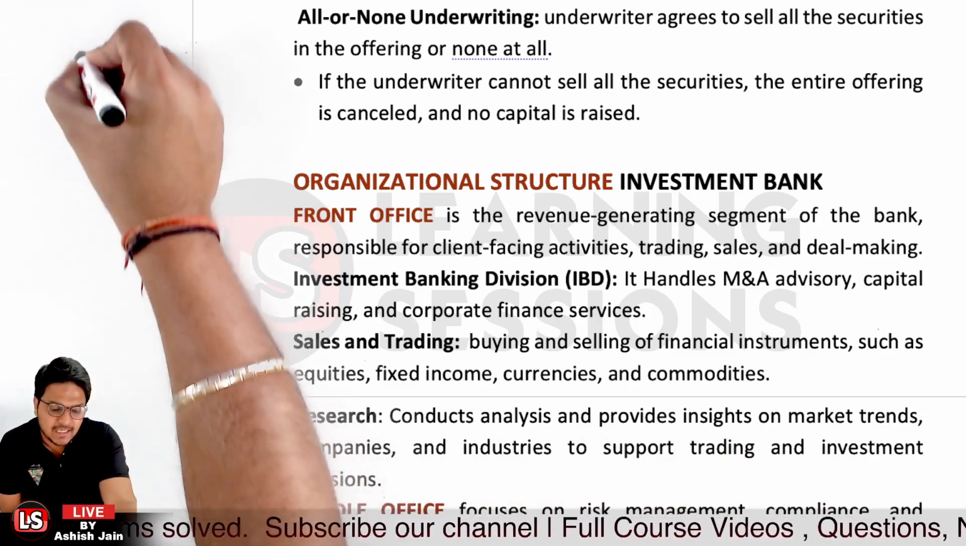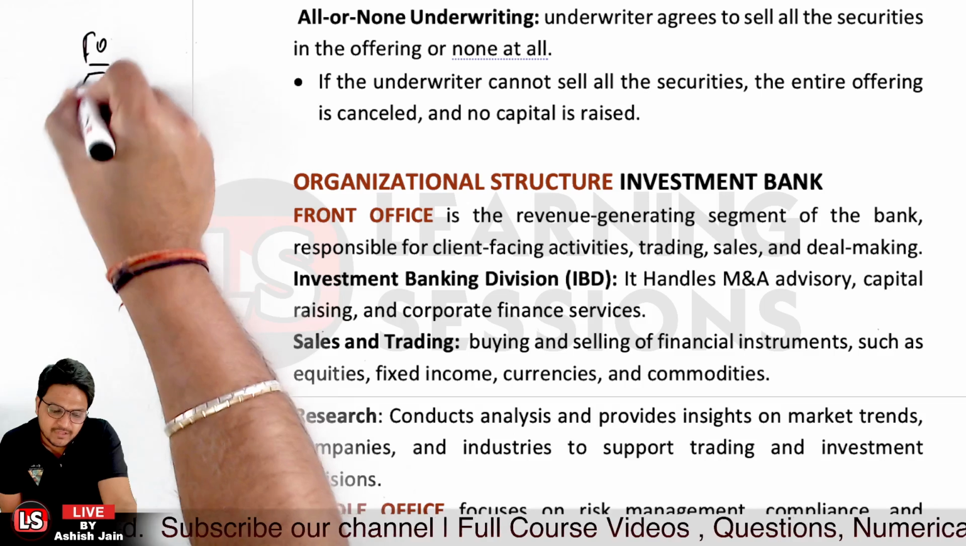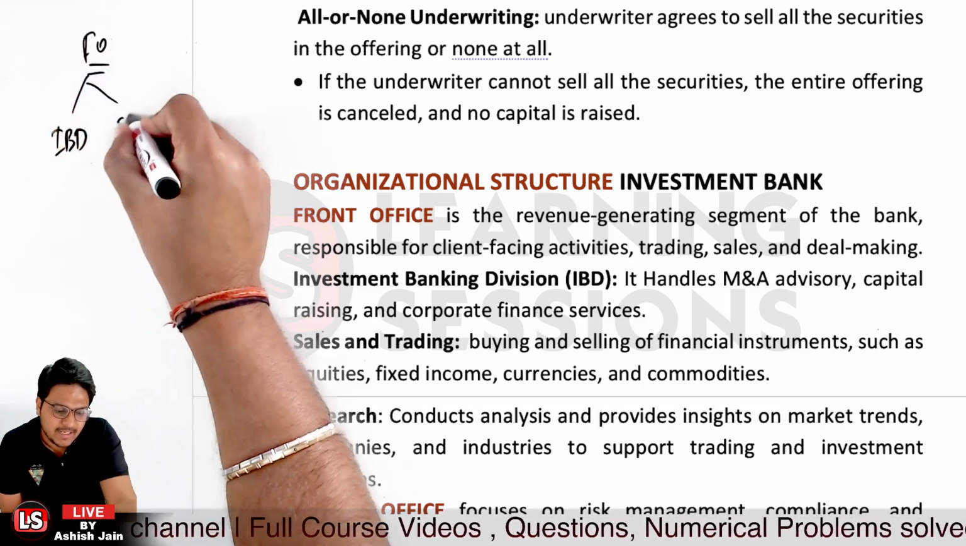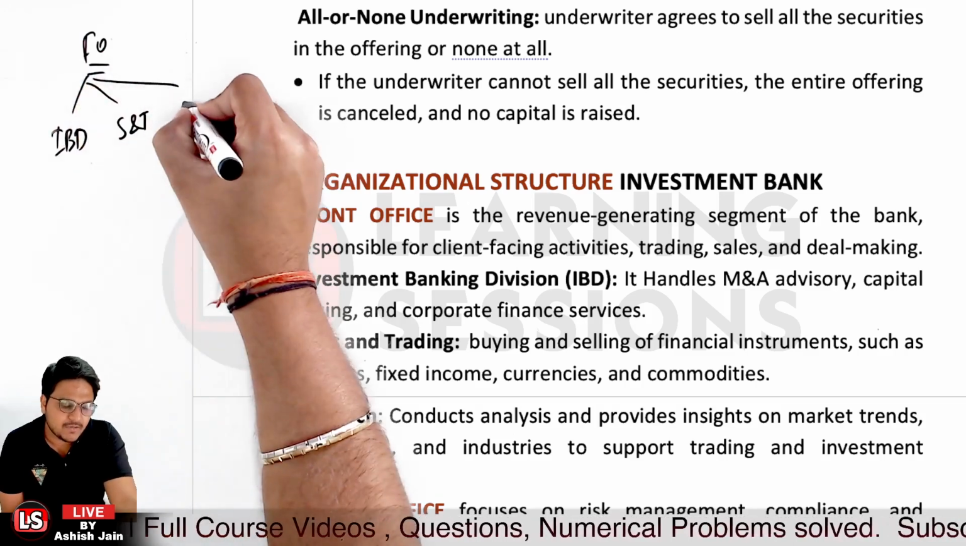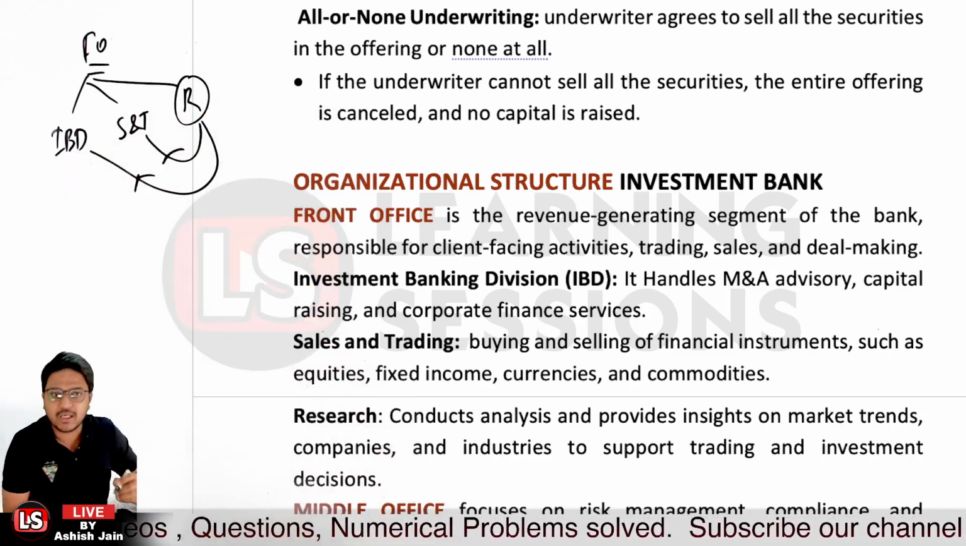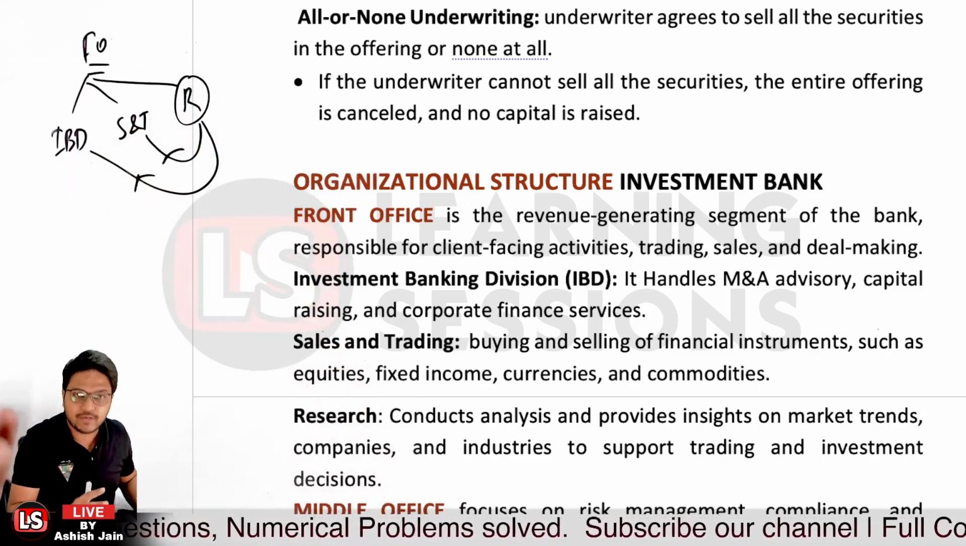So particularly, if we talk about the front office, we have three things. One is IBD. The other is sales and trading, and the third is research, right? And research is actually supporting these two. Okay, so that's the main thing related to the front office.